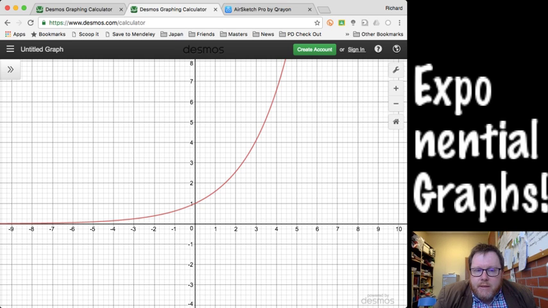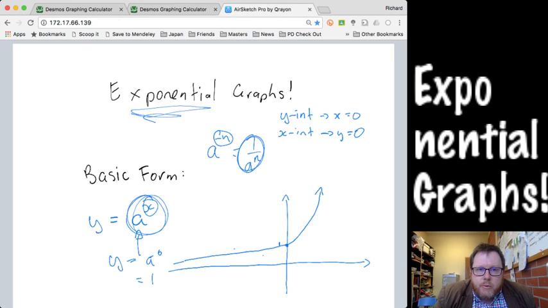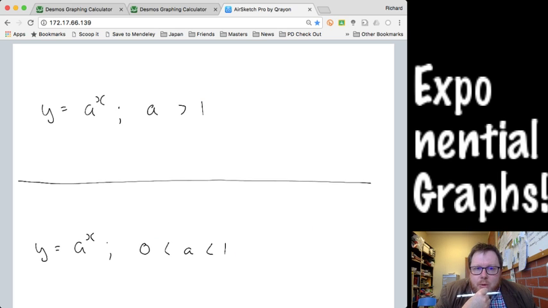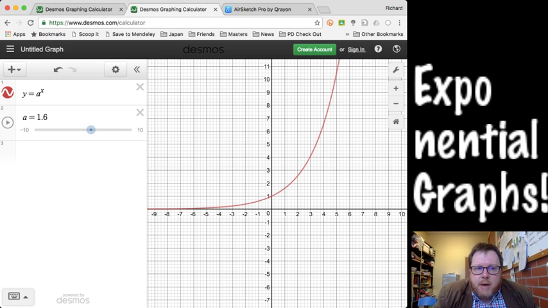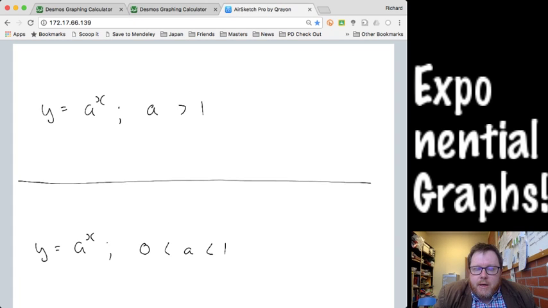There we go. So that's our exponential graph in its basic form. But what I thought we might do is just explore perhaps what happens when we change that base value. So what you see here, I'll just go back to Desmos again, is y equals a to the power of x, where a is 1.6. I just chose a random number above 1. Okay, so let's have a look at what happens when a is above 1.